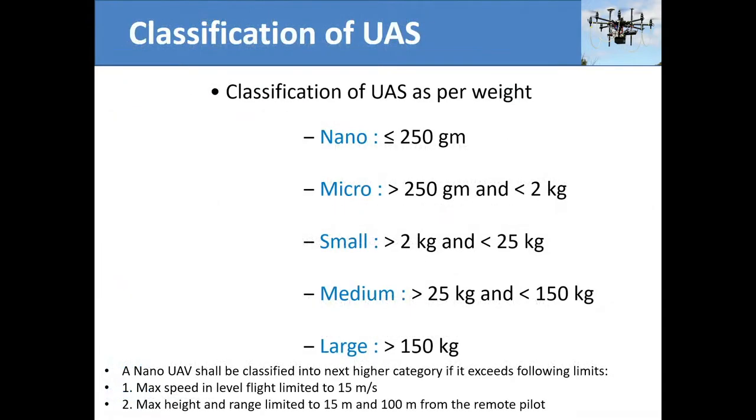So generic classification, if you see, they are into these types like nano. So based on weight they have classified, not based on the type. So initially I have shown you based on the type, copter type, fixed wing type, hybrid type, but here it is classified again based on the weight. So anything less than 250 grams, it is called a nano UAV. 250 grams to 2 kg is the micro and 2 kg to 25 kg is the small. So most of the drones you are operating fall under the small category, hardly 4 to 5 kg like that. Then you have medium category, more than 25 kg and less than 150, and large.